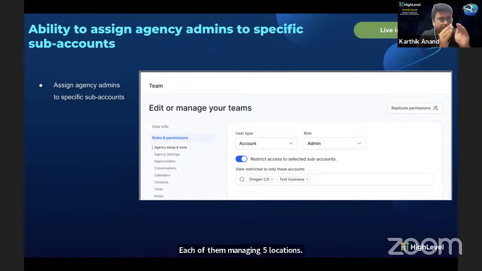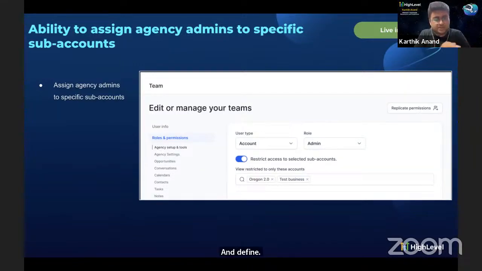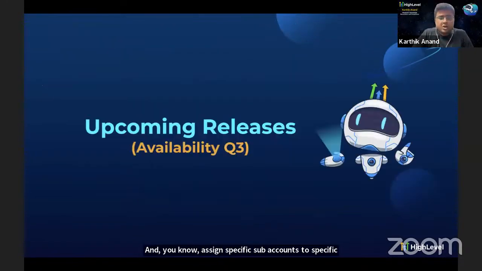assign them that, hey, let my agency admin A manage sub accounts 1, 2, 3, 4, 5. Agency admin B manage 6, 7, 8, 9, 10, and so on. So there's clear demarcation and limitation in terms of what they can access. Not every agency admin can access all the sub accounts. You can tailor, define and assign specific sub accounts to specific agency admins. So this covers all the things that we released so far, right?